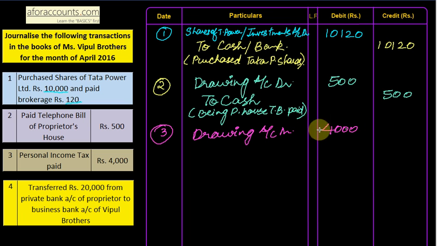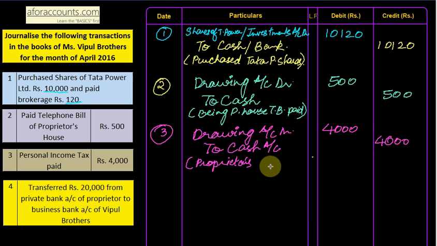$4,000 to cash account, and narration will be proprietor's income tax paid. Point number 4. Transferred rupees 20,000 from private bank account of proprietor to business bank account of Whipple Brothers.